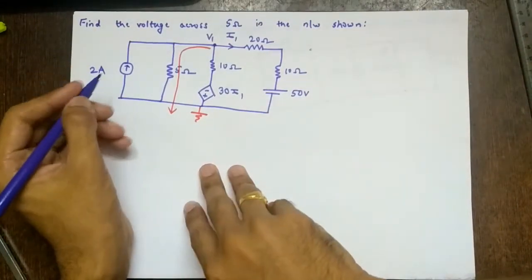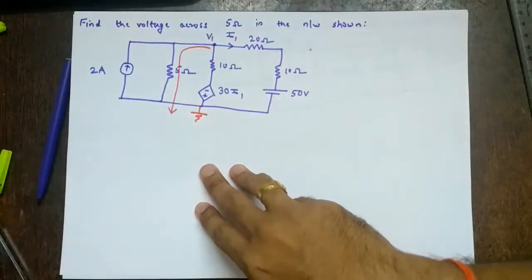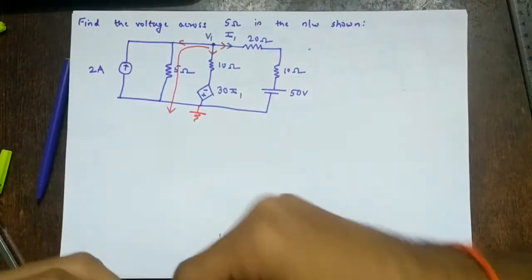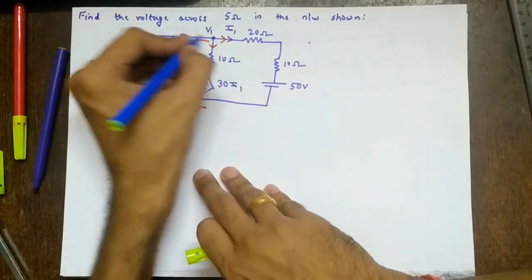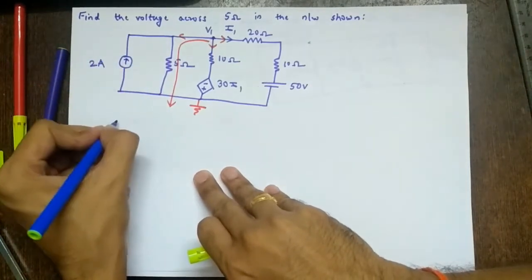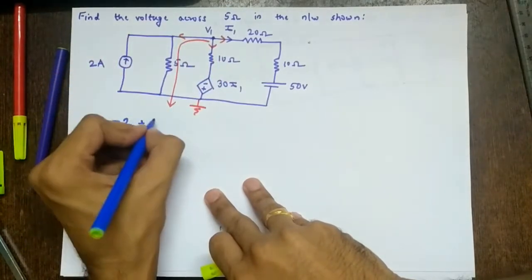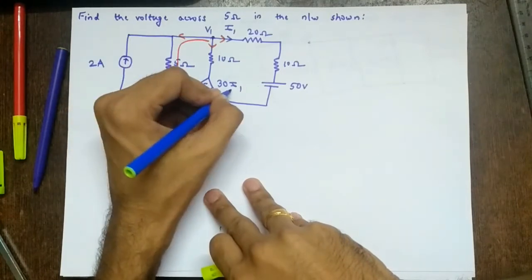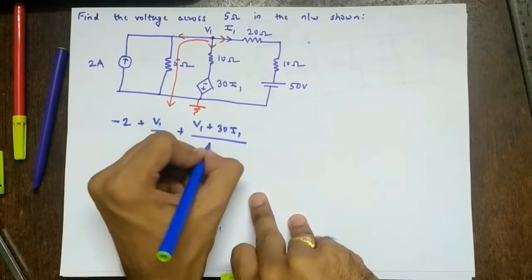So what we do, we have to use node analysis. We'll assume all the currents are going away from the node, right? So let's start from here. This current I have assumed outgoing, but this is incoming. So this will be minus 2 plus V1 upon 5 plus V1 plus 30 I1 upon 10.